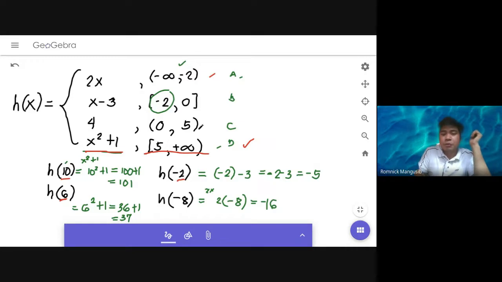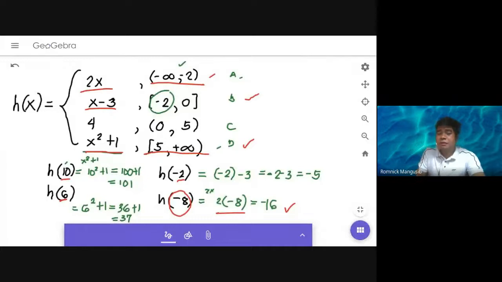This negative 2 is part of interval letter B. Kaya ginamit natin is x minus 3. However, for negative 8, itong panghuli, ay napapabilang siya sa letter A interval kasi negative 8 is less than negative 2. So gumamit tayo ng 2x. We let x be negative 8, giving us 2 times negative 8 is negative 16. Okay?